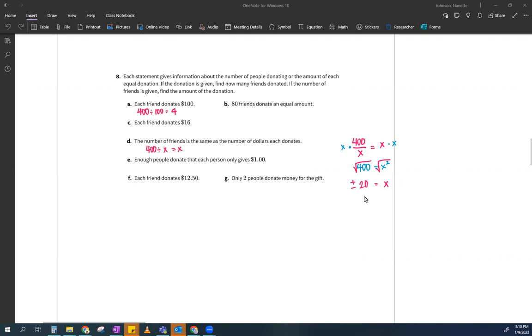It doesn't make sense. This would be called an extra solution based on the context of the situation. The math word for that is extraneous. This is an extraneous solution based on this context, right? You can't have negative 20 people, so that doesn't make sense. That's why I threw it out. So therefore, the answer is going to be 20 people are going to donate $20 each. Does that make sense? Really good job. Very good.